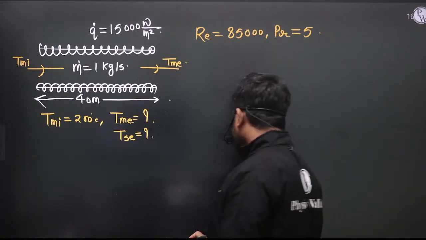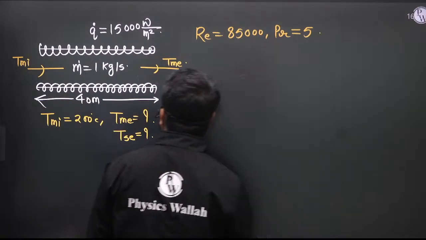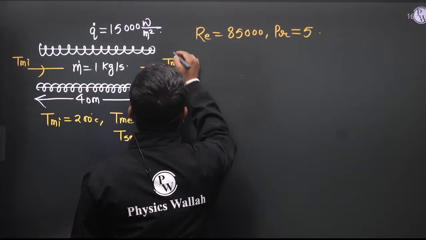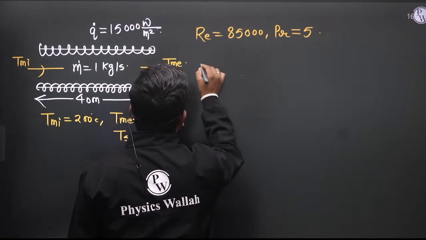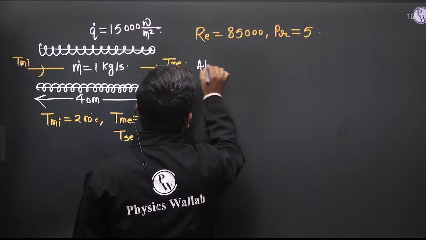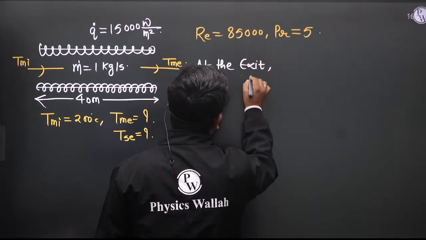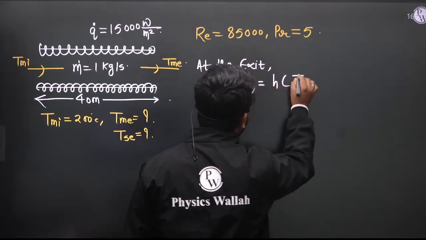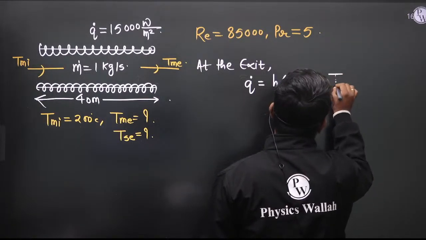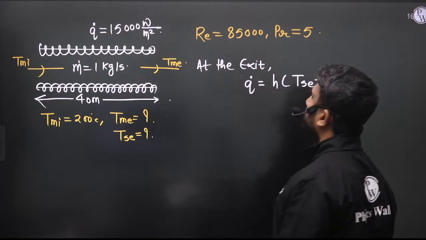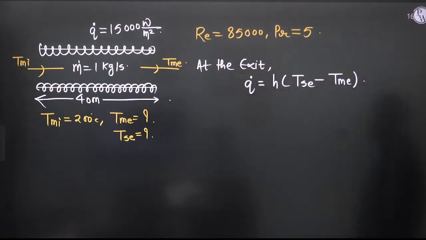Now see, this is a constant heat flux condition. So if you apply Newton's law of cooling at the exit, we can write that Q dot is equal to H into TSE minus TME. What is TSE? That is the surface temperature at the exit. And what is TME? That is the fluid bulk mean temperature at the exit. Q dot is the heat flux. H is the convective heat transfer coefficient.